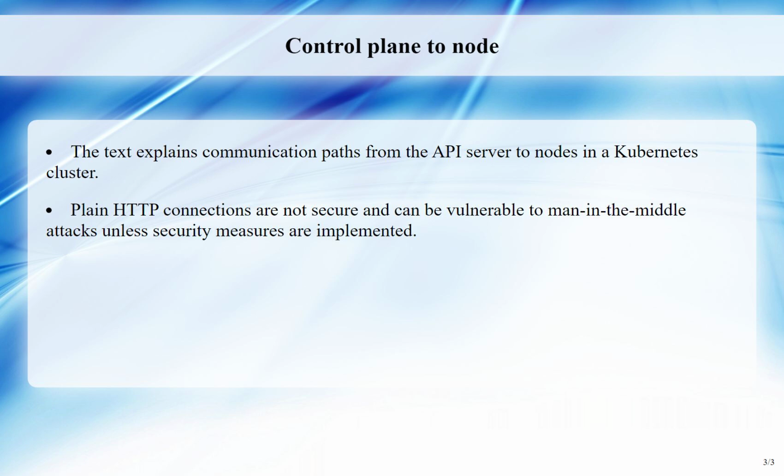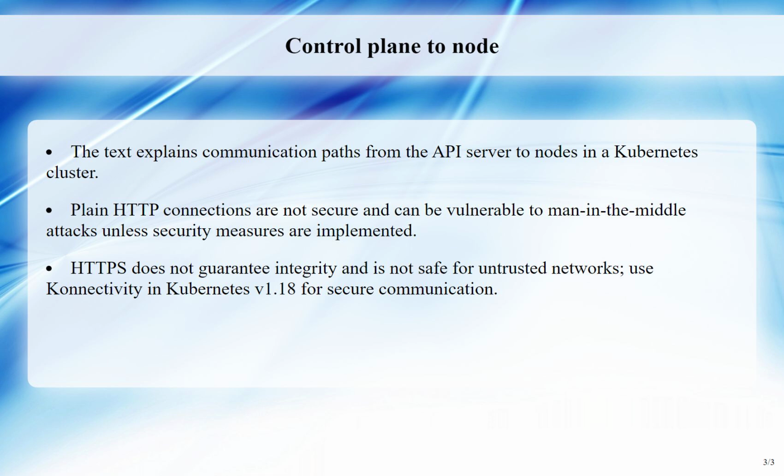The second communication path is from the API server to nodes, pods, and services through plain HTTP connections, which are not authenticated or encrypted. While HTTPS connections can be used to encrypt the traffic, they do not provide guarantees of integrity and are not safe for untrusted or public networks.